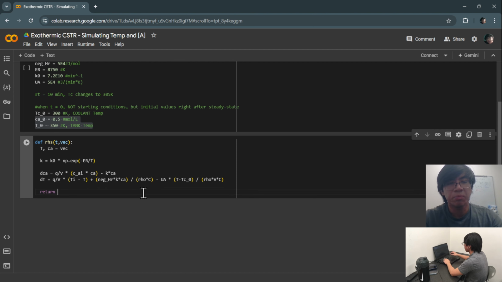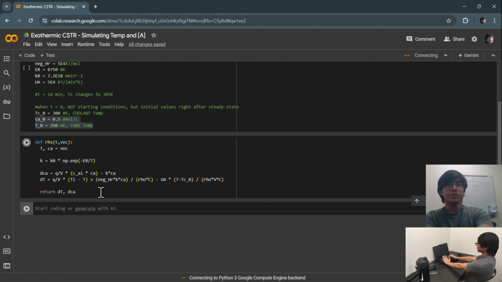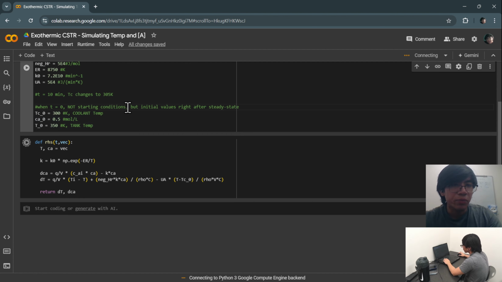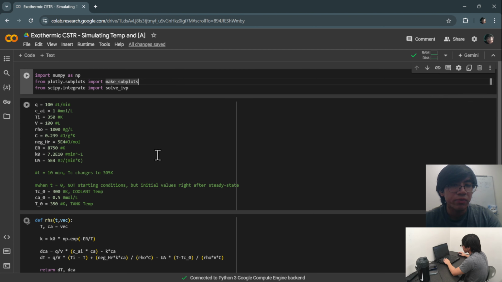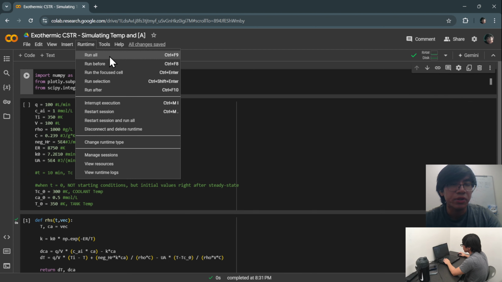So return, remember that we had our vector defined as temperature and concentration of A, so we want to return them in the same order. And remember, we'll do this the exact same way anytime we unpack this vector, since it is two different components, we don't want to mix those up. So we want to return our temperature, our differential dT, and dCA. So hopefully we're good there. I had this open for a while, so I might need to rerun everything, possibly. I'll just go ahead and do that. Why not?